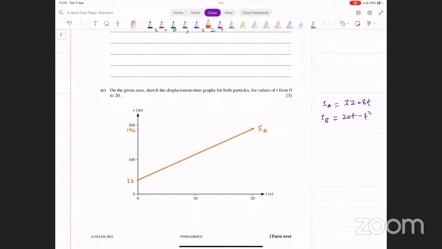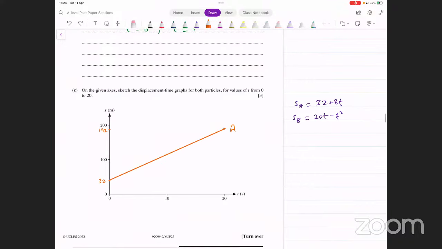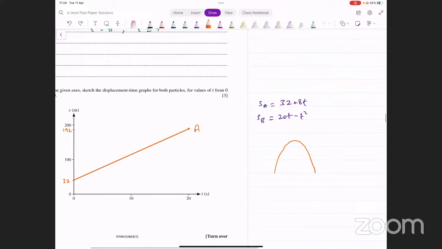What about B now? अब आपको B का graph draw करना है. 20t minus t squared. It's a quadratic function. What is the shape of this quadratic function? It's an n-shaped graph, right? T squared का coefficient negative है, तो ये n-shaped graph होगा. इसके x-intercepts आपको clearly यहाँ से पता चल रहे हैं. अगर आप 0 से equate करें इसको, तो आपके पास क्या आता है?